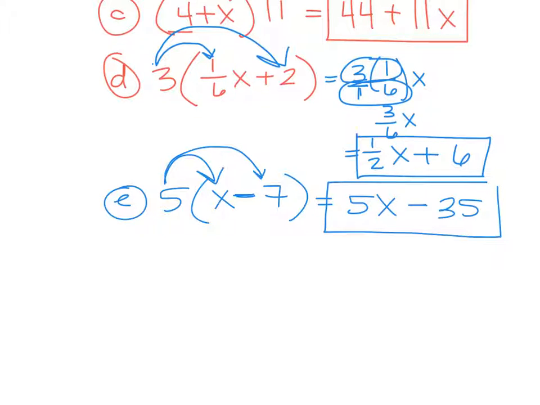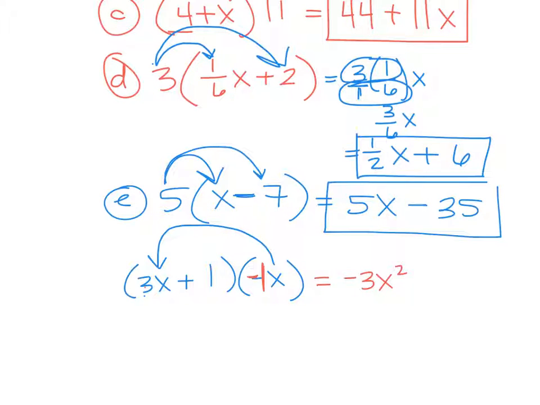Okay, so what if we do 3x plus 1 times negative x? Okay, you're going to distribute that negative x to the 3x. So 3 times, this is essentially, if you want to think of it this way, there's a negative 1 there, right? Out in front. So 3 times negative 1 is what? Negative, because it's 3 times negative 1. So negative 3x squared, because it's x times x. And then negative 1 times 1 would be a negative 1.